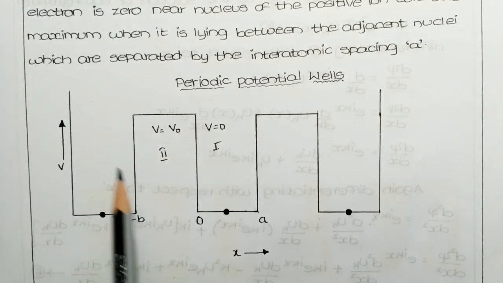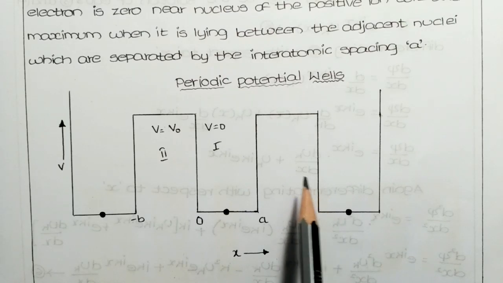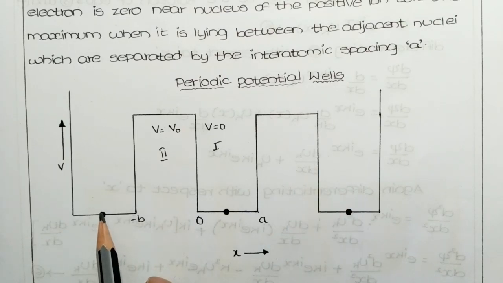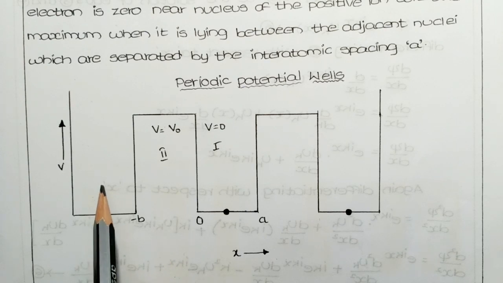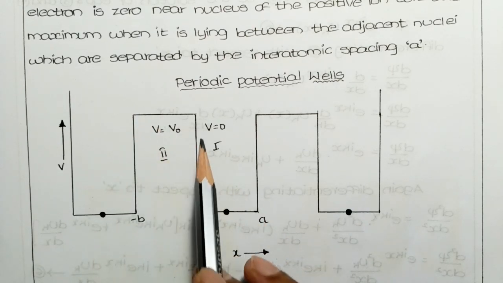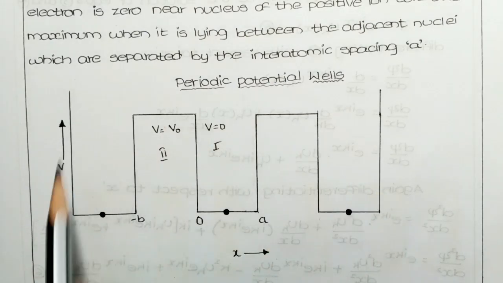That's why the electron exhibits different masses at different positions. Very near an atom, it exhibits a certain mass, and in between two atoms it exhibits a different mass. That is called the effective mass of the electron. Let us examine this question.